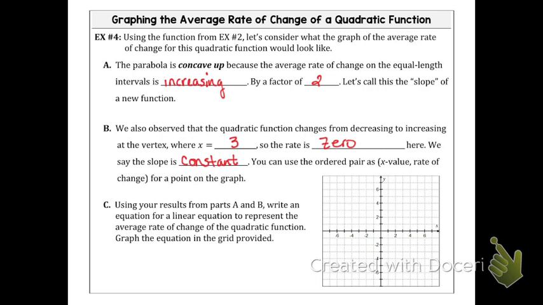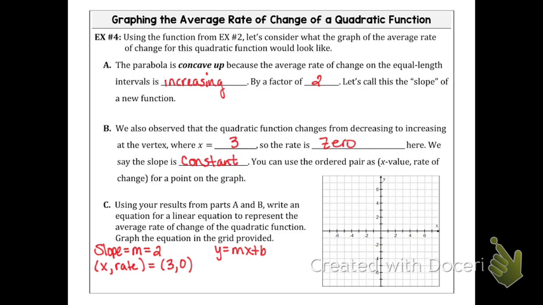So C says, using your results from parts A and B, write an equation for a linear equation to represent the average rate of change of the quadratic function. Graph the equation on the grid provided. All right, so we know that our slope was equal to 2. And we also know an ordered pair on there because they said we could use x, comma, the rate of change at that point, okay? So our ordered pair there then would be the x that was 3 and its rate, which is 0. And so we know it's going to be linear, so we know it's y equals mx plus b.